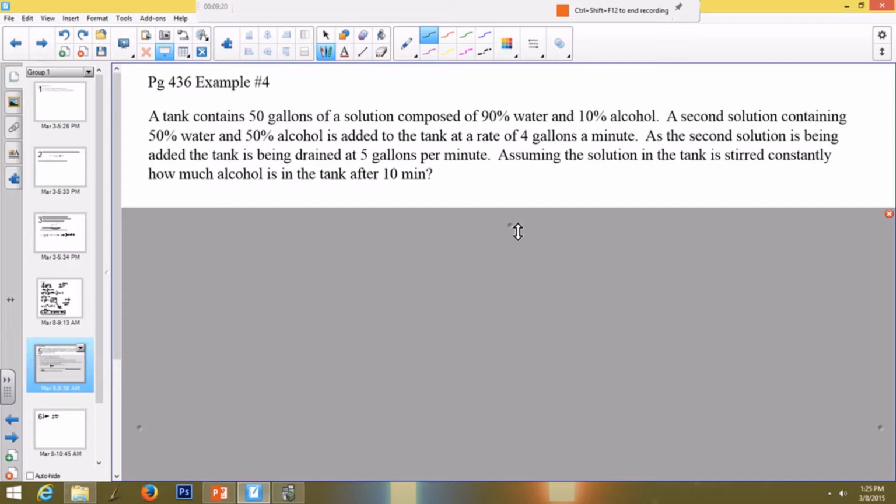Now this particular one is fairly interesting in that we have a solution going in at 4 gallons per minute, and solution being drained at 5 gallons per minute. So eventually this tank is going to be empty. So let's talk about the solution, because the question says, assuming the solution in the tank is stirred constantly, and that means that even though they're pouring it in, as soon as the new solution hits it, it's completely mixed in, and you have 100% solution. I know that's a little bit of a wonderful world of calculus situation, but we're just going to go with it.